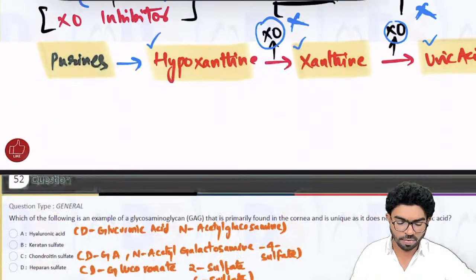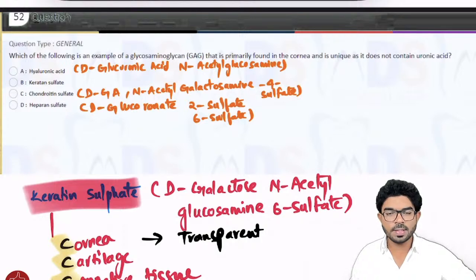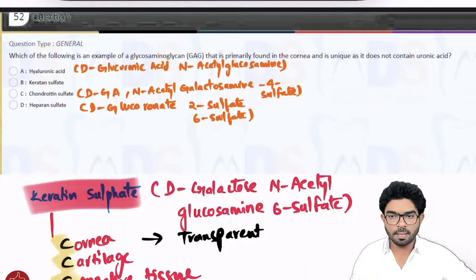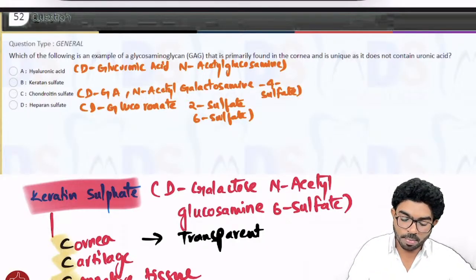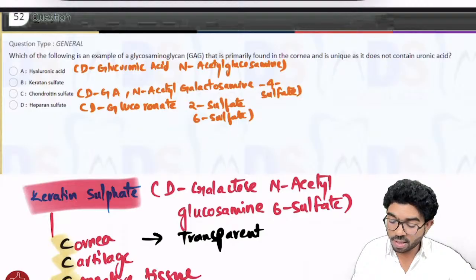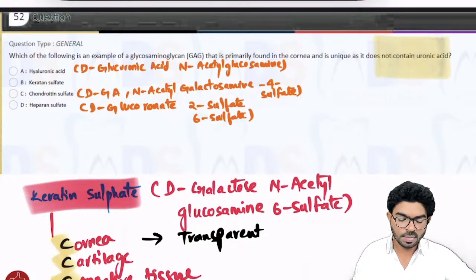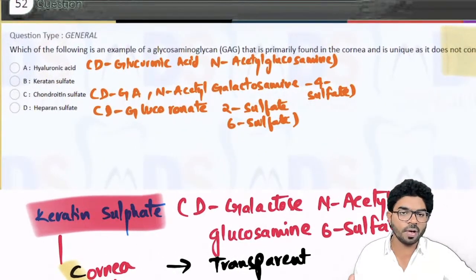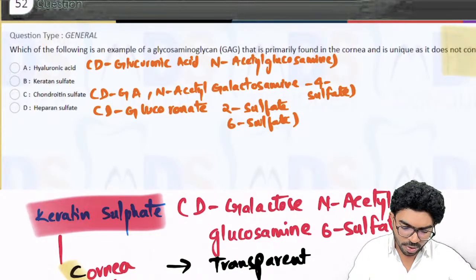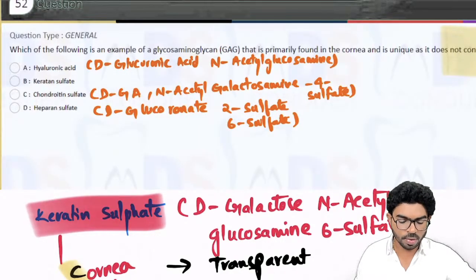Now I am jumping into 52. The 52 concept was also discussed for you. I clearly told you, I have given a table in the structures of carbohydrates chapter, and I told you to go through all these structures which I have written down here. The question is, which of the following is an example of a GAG that is primarily found in the cornea and is unique? And the most important thing is it does not contain uronic acid. If you go into detail on the compositions of all these options given in your notes, I want you to go back and check your notes.